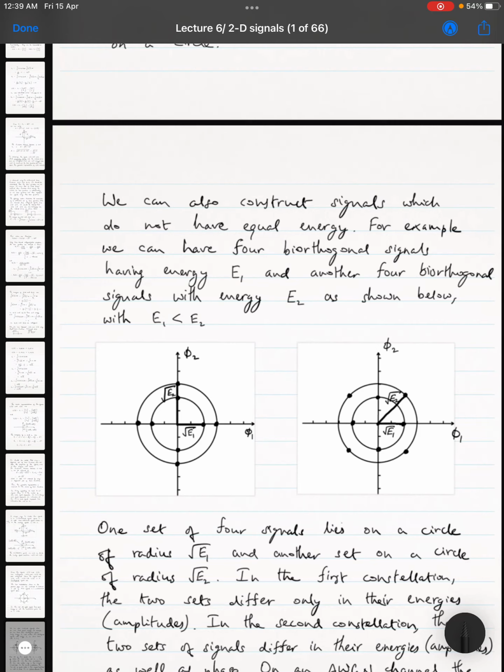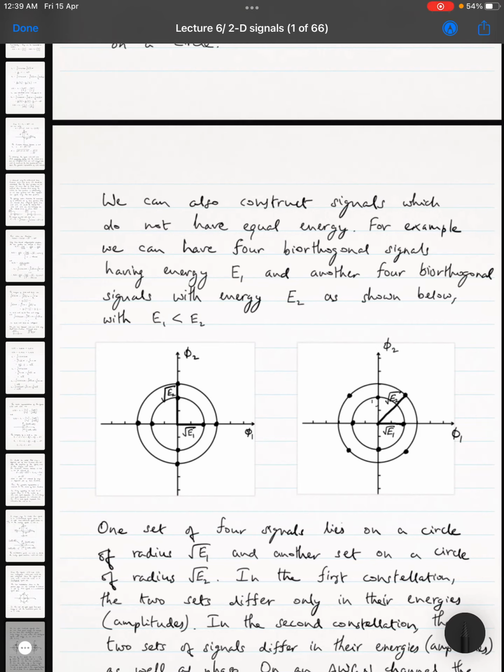Another way of doing that is we can have these constellations rotated with respect to each other. So now we can have the first constellation where the energy of the signals is E1, but the signals are lying on the basis functions. So we have the first set of 4 signals with a certain energy E1, and they are lying on the basis functions phi1 and phi2 respectively, right?